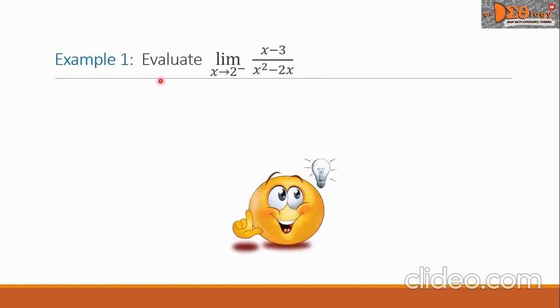Example 1. Evaluate the limit of x minus 3 all over x squared minus 2x as x approaches 2 from the left.